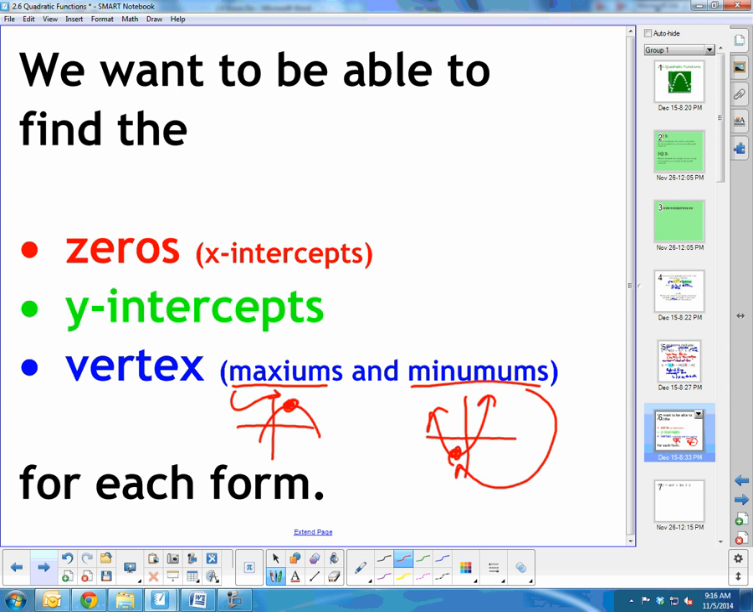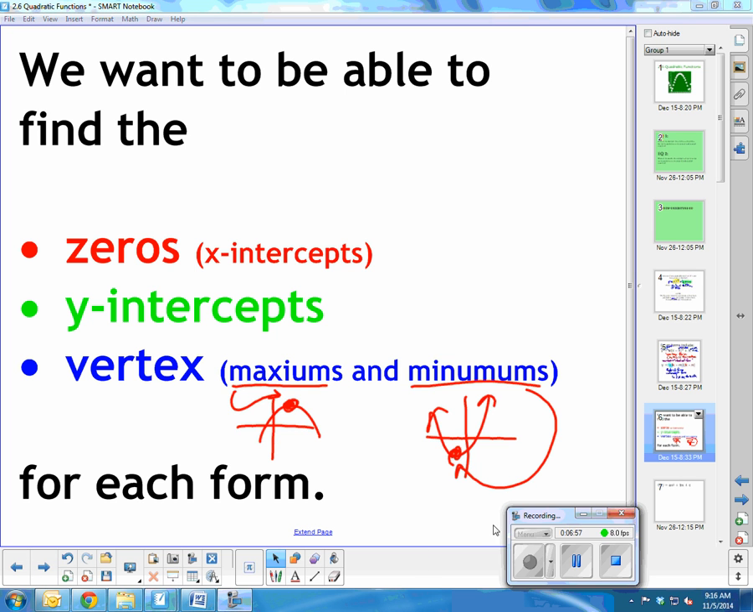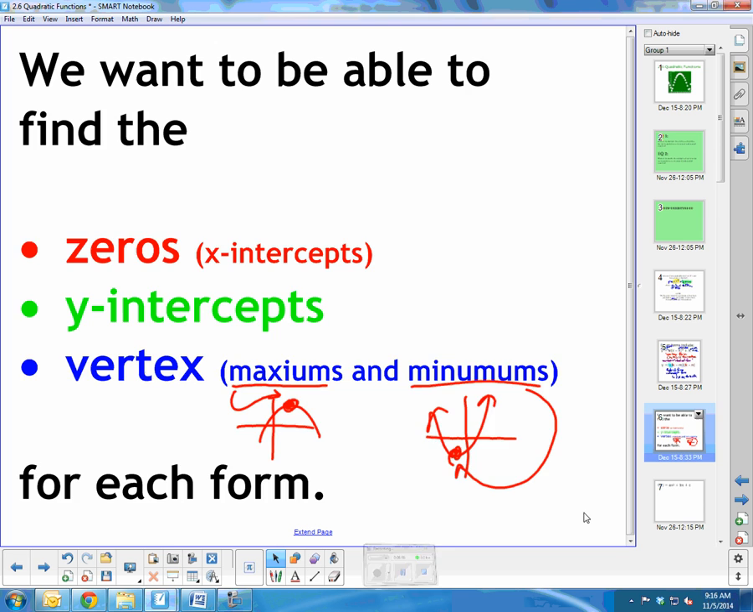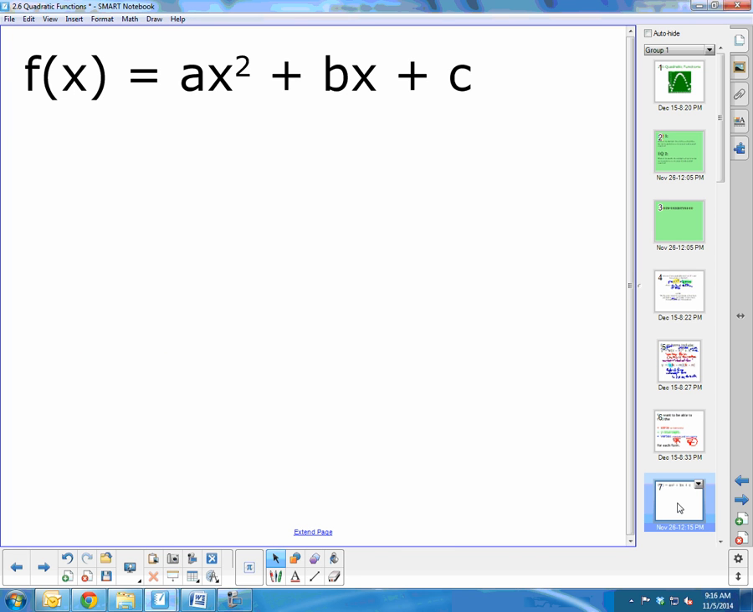And that maximum or minimum refers to the maximum value of the output or the minimum value of the output. So here we're talking y-coordinates. And we'll get into that in a little more detail. On the next couple of slides, I'm going to talk about these items as well as how to find them for each particular form here. And I'm going to try to get through it a little bit on the quick side.